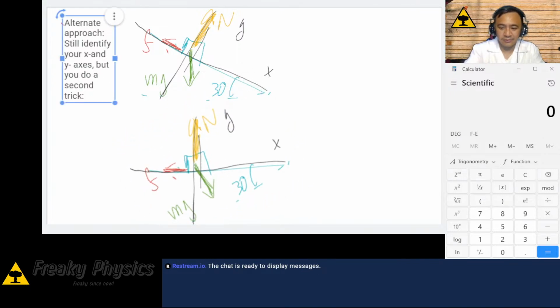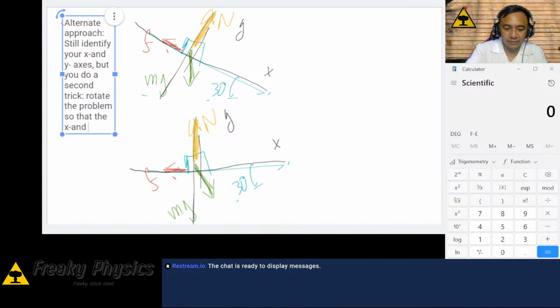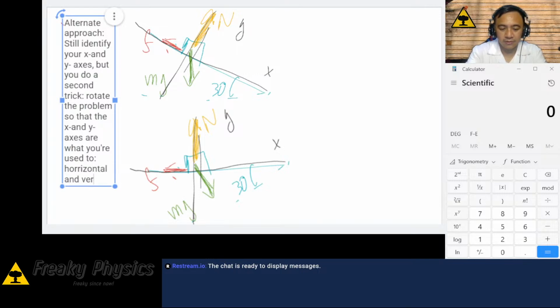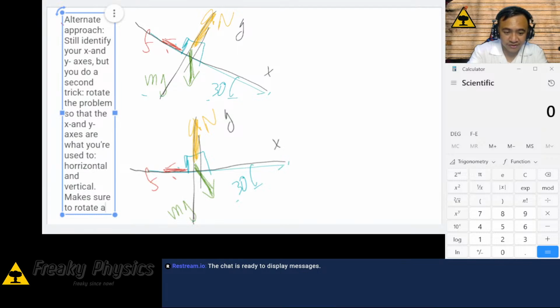I'll add that here: rotate the problem so that the x and y axes are what you're used to, horizontal and vertical. Now when you rotate the problem, you rotate the forces along with it. So make sure to rotate all the forces along, because what you're doing here is not changing the problem, you're only changing your point of view.